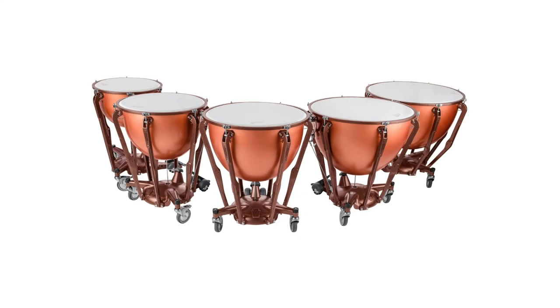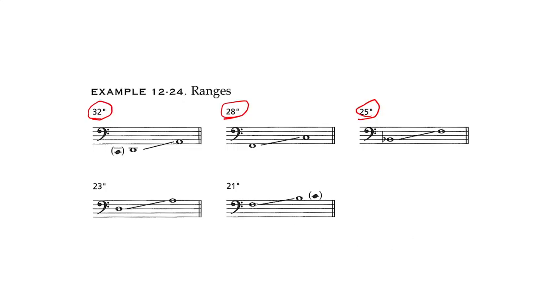Timpani has also a pedal mechanism. It is seen here, you see. And it works in a similar way like the harp. It can change the tuning of the instrument. For example, we said 28 inch timpani can be tuned between F2 and C3. Let's say we tuned it on G, we can change the tune to B, for example. But it takes time. If you want to change the tuning of one timpani, then you should give the player some time to do it.